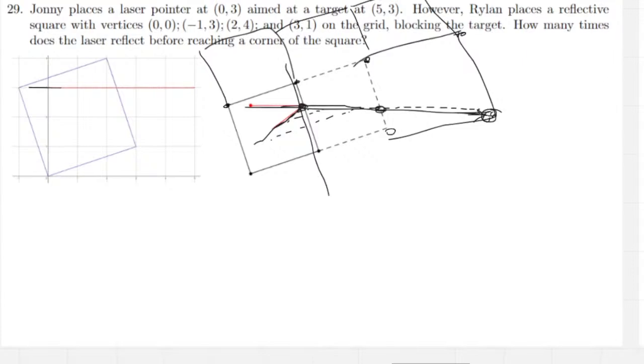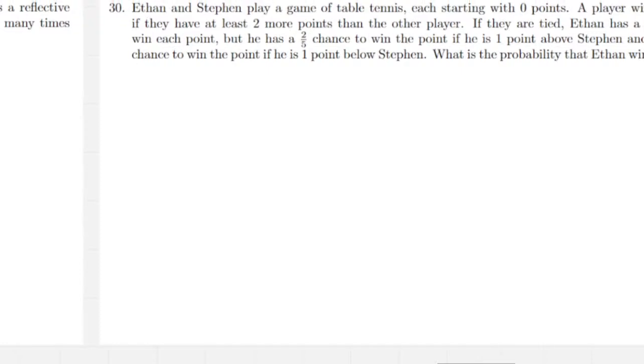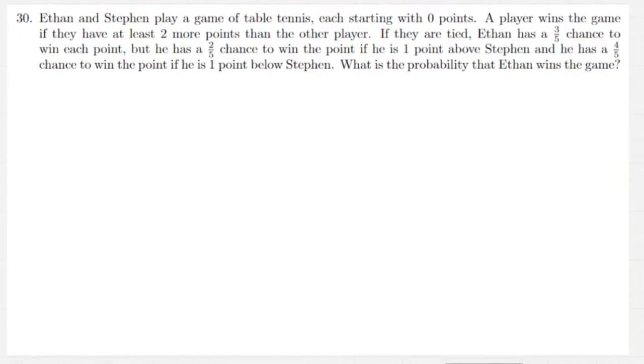Okay, moving on to number 30. So 30 is a very difficult concept. It's based on the idea of states. And the reason it's called states is because you have various states in the problem and they link up in different ways. So let's figure out what those states mean. Ethan has some number of points more or less than Stephen here.